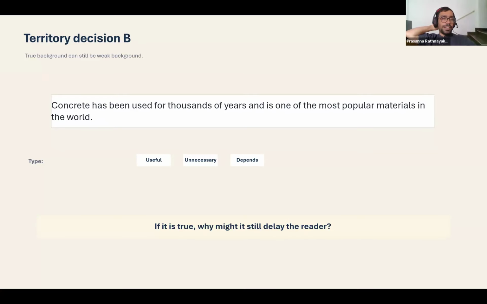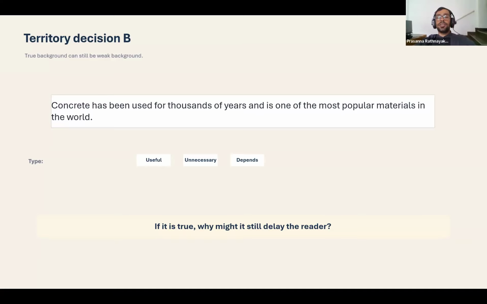Now we are going to make decision B. So this is another sentence. Concrete has been used for thousands of years and is one of the most popular materials in the world. Can you now tell me whether it is useful, unnecessary, or depends? You can type your answer.